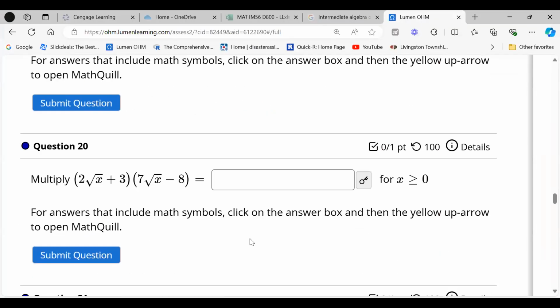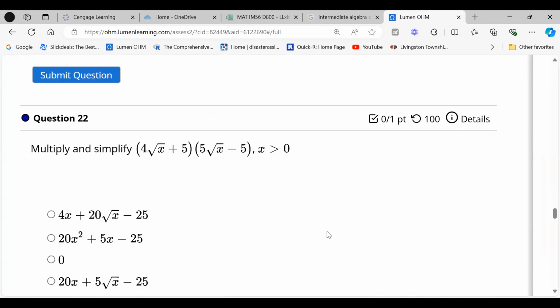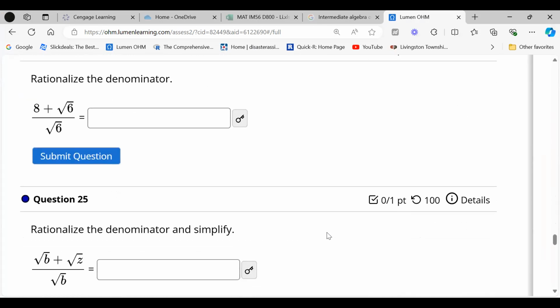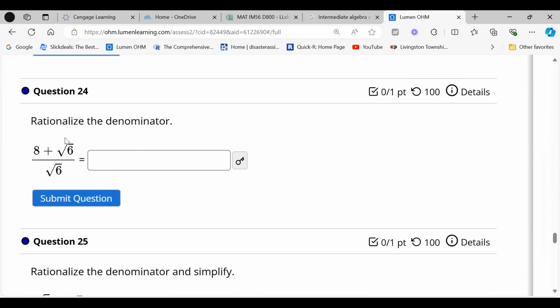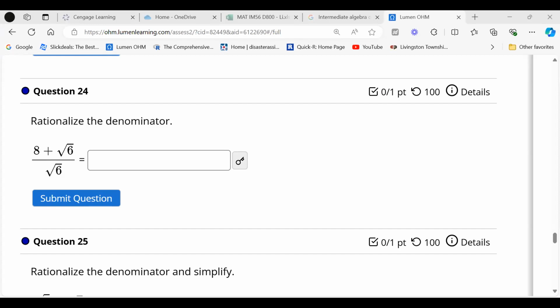We just did something like this already. Just quickly showing you how to rationalize the denominators here. Basically, you multiply by the conjugate, in this case multiply both top and bottom by radical 6, and then you get the answer.